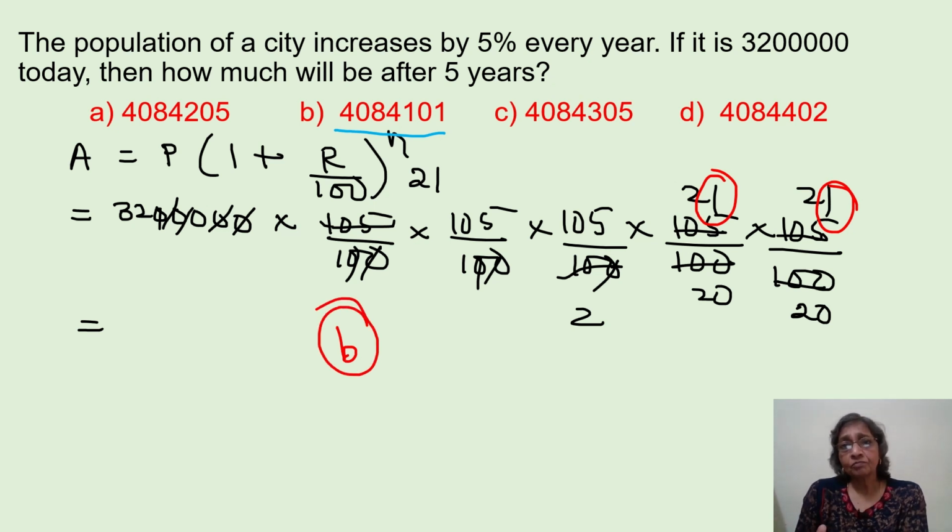Now, this sum could also have been done by either the tree method or the ratio method. Again, calculations are going to be more because this is for 5 years.